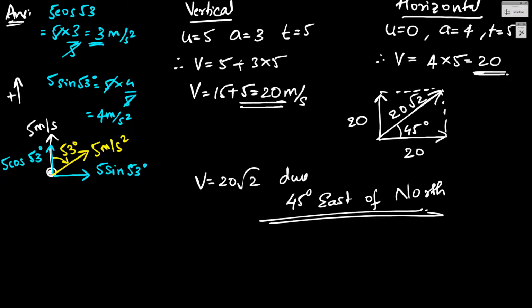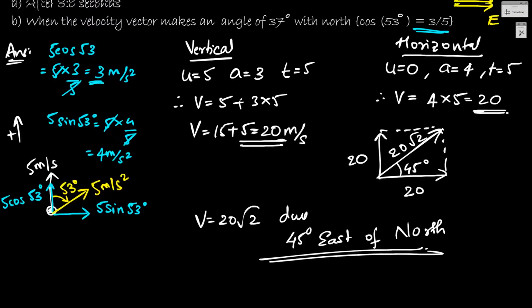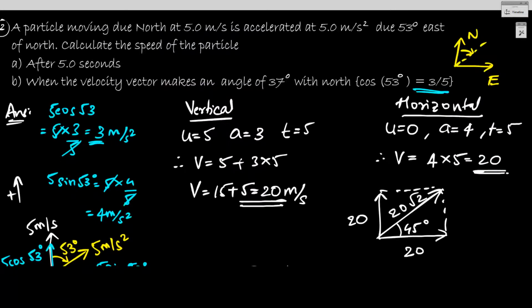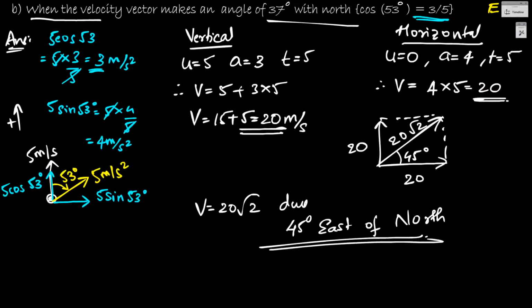Looks like a complicated problem, but once we divide it into two perpendicular components, it becomes easy. Alright, now let's try and tackle the second part of the problem. The second part is we need to calculate the velocity when the velocity vector makes an angle of 37 degrees with the north. Okay, so let's redo this.